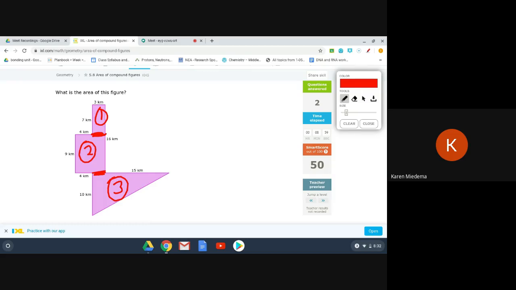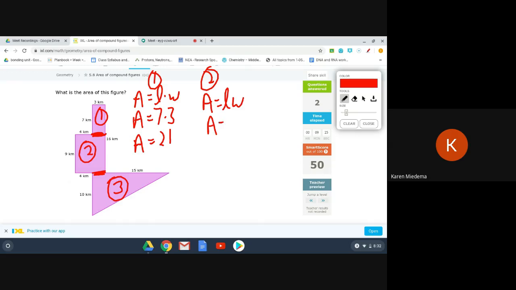So the area for figure 1, it's a rectangle, so length times width, and we have 7 times 3. So that one was nice and direct. That one's 21. For 2, I just want to make sure I label these. 2 is also a rectangle. We have 9.